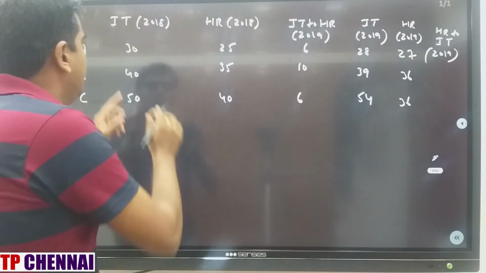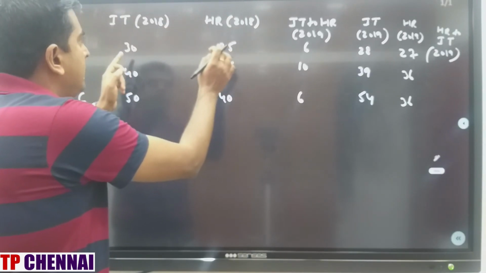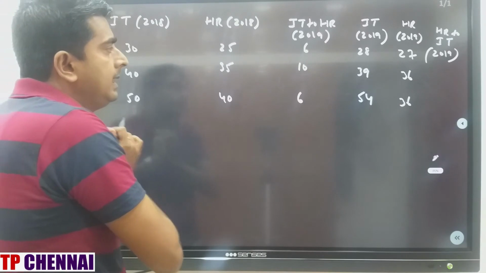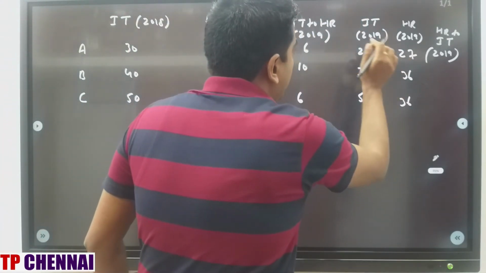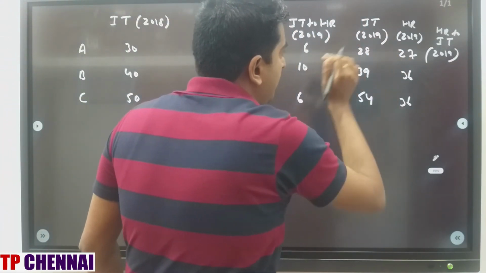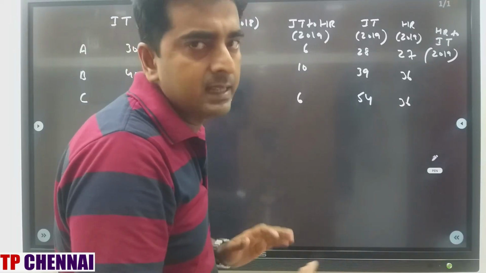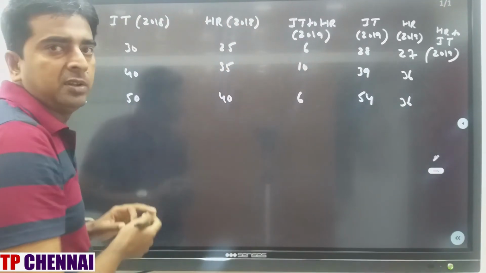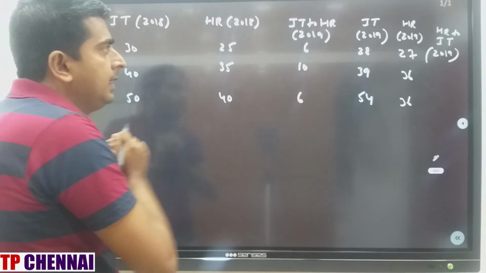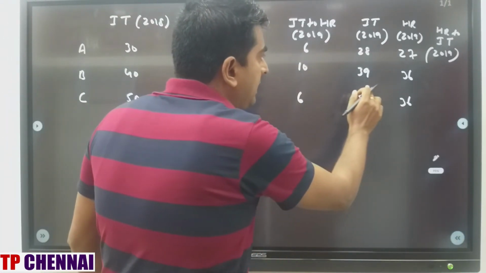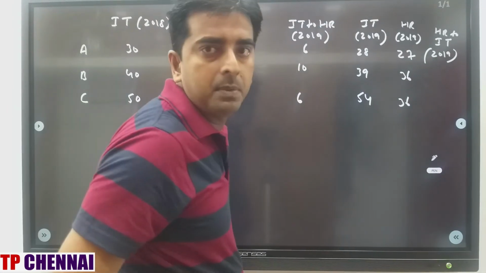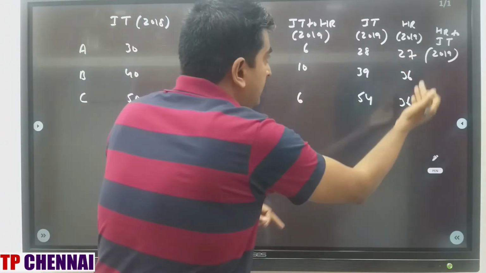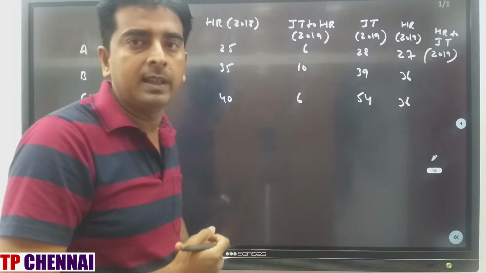Again I am repeating. 30 plus 25, total in IT and HR in 2018 is 55. In 2019 IT department is 28, so remaining 27 will be in HR department. Likewise, total in IT and HR in 2018 is 75. IT in 2019 is 39, remaining 36 will be in HR department 2019. Similarly, here it is 90, here it is 54, remaining 36 will be in HR department 2019.